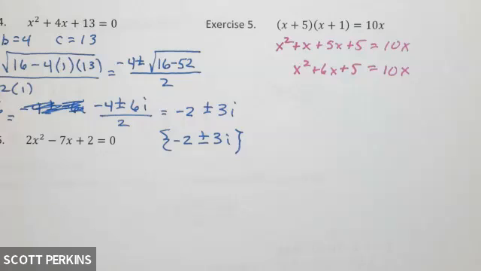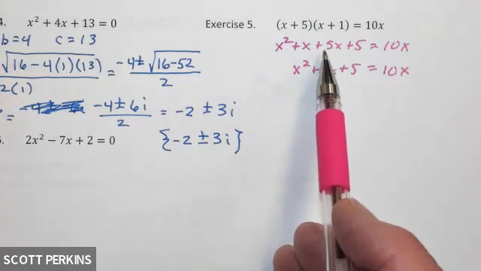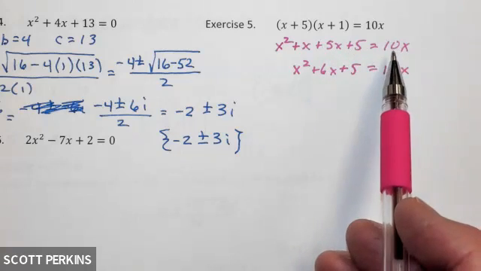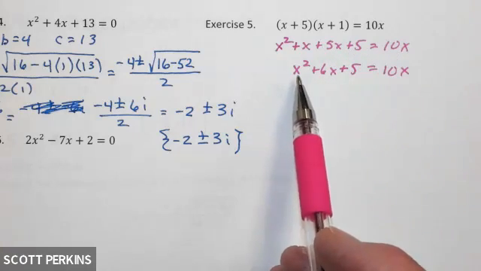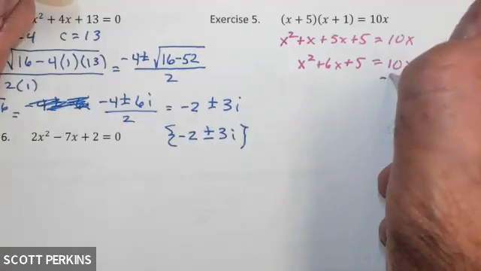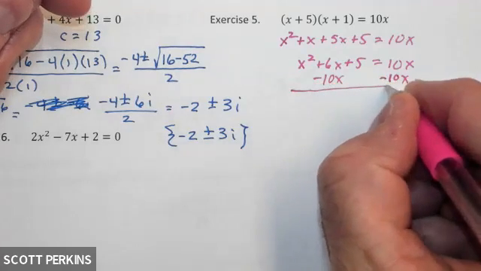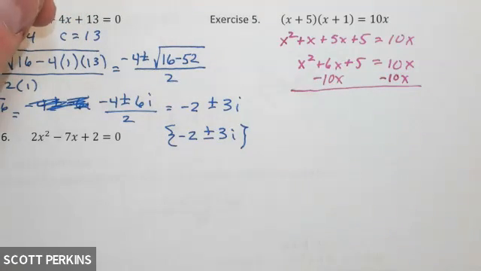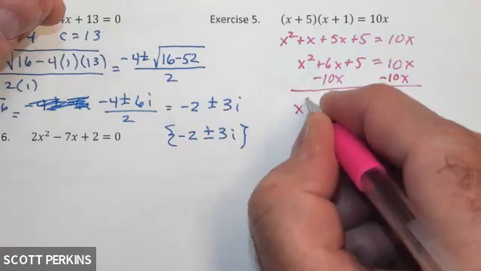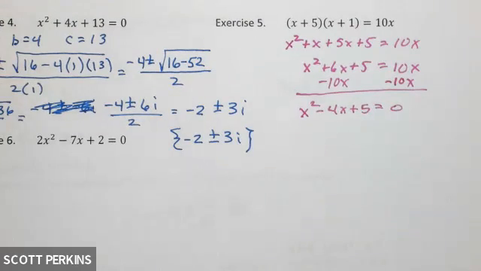I'm just going to give you a nudge. So I foiled here and got x squared plus x plus 5x plus 5 equals 10x. Collected my like terms, I got x squared plus 6x plus 5 is 10x. I'm going to bring the 10x over by subtracting now. And so then this, I'm going to give you another 90 seconds or so. This is the problem you should be solving now. We've got x squared minus 4x plus 5 equals 0. At long last, that's what you're going to use the quadratic formula for.